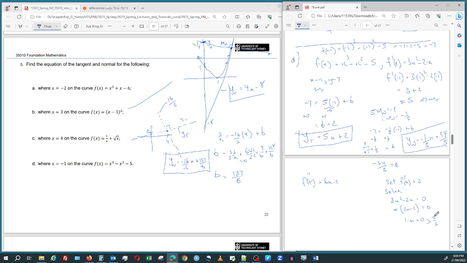Those points are stationary points. I did analysis on this, so they're turning points or stationary points, we'll call them. Now this one here, where's my x value? My x value, if I solve this, one third.